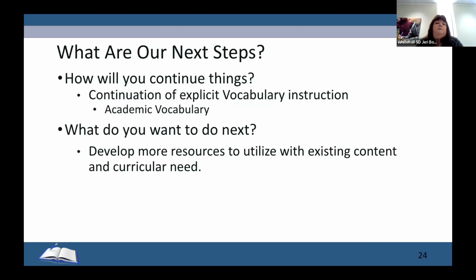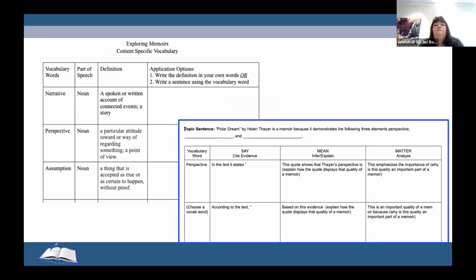Okay, so our next steps: we are continuing explicit vocabulary instruction. I decided I'm going to jump to the last slide and then I'll come back to this for a second. Taking a look at academic vocabulary for students, one of the things I'm teaching right now is the memoir. Usually I will define what a memoir is, but this time I decided to take that definition and break it down into what the qualities of a memoir are. What are those vocabulary words? I did explicit instruction on the vocabulary words.